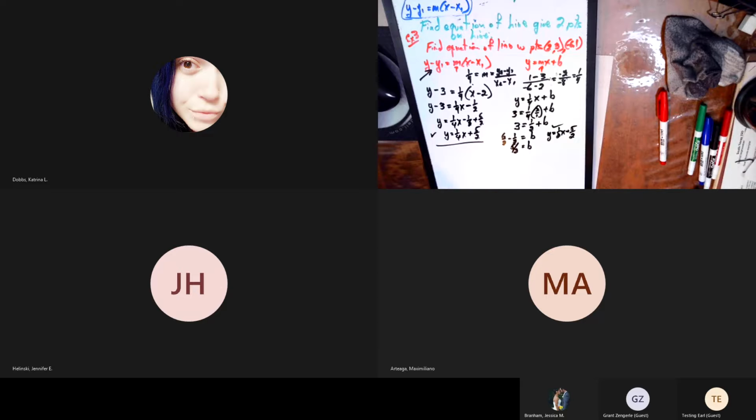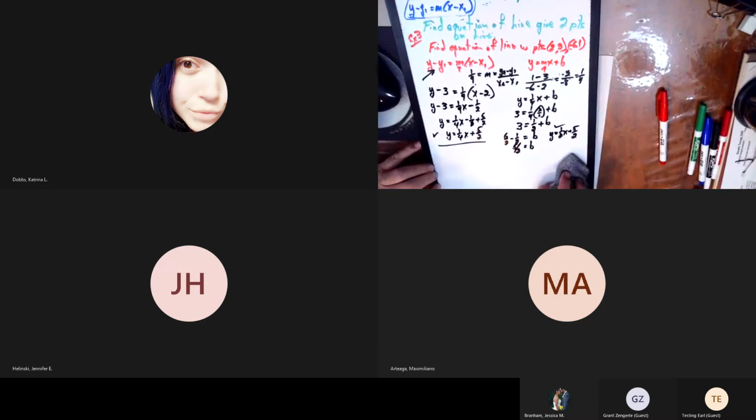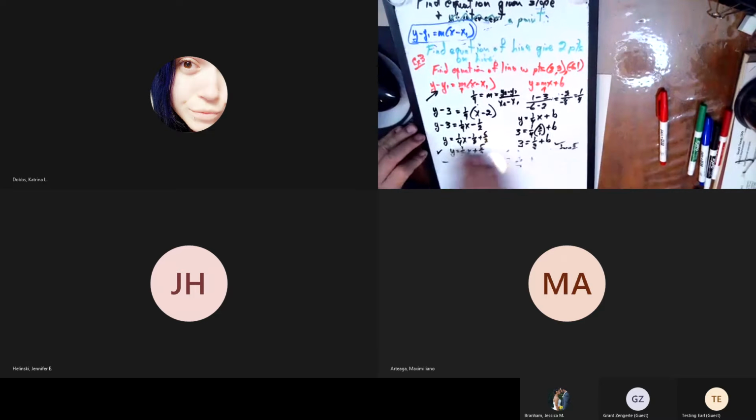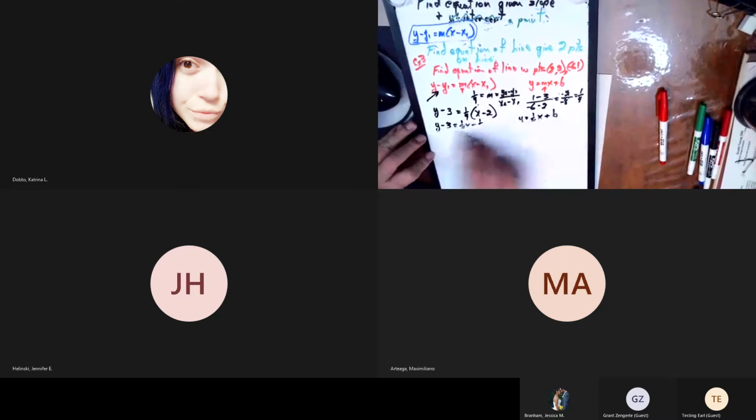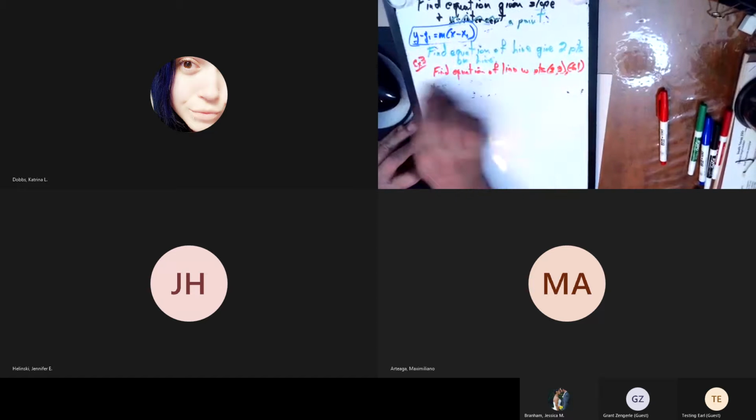Okay, so that was example 3 from the text. Find a line given 2 points. Students tended to struggle with that because there are just a few more things happening. Any questions so far? Okay, the last part of finding an equation is if I have a line and a point not on the line, how do I find the parallel line and how do I find the perpendicular line to the given line through the point not on the line?